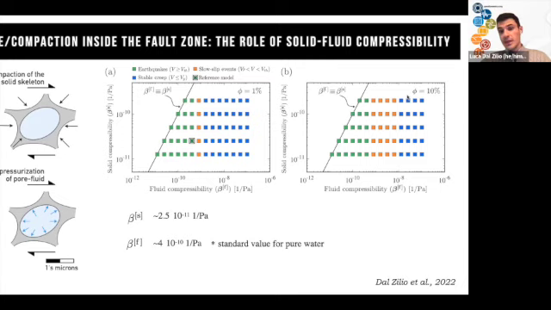of the solid matrix. In general, these figures show that this behavior is strictly controlled by the compressibility of the fluid component. And this has implications, for example, for the reactivation of faults in the case of CO2 sequestration, where the compressibility of the CO2 can be very different from the one of pure water.